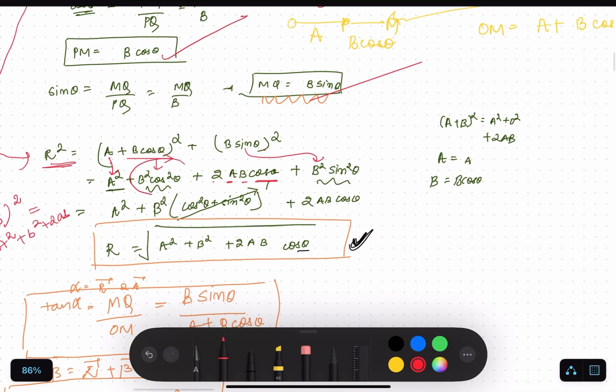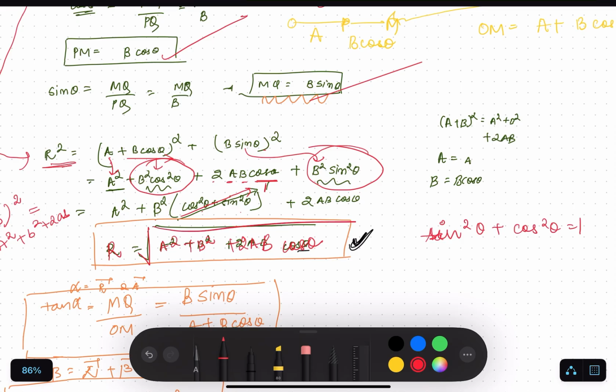Okay, from this point and from this I can take B square common. So I took B square common, so cos square theta plus sin square theta came into the bracket. Now we know from the rules of trigonometry that sin square theta plus cos square theta is equal to 1. So this got ruled out. B square into 1 would be B square. So our resultant vector simply came as a square plus b square plus 2ab cos theta, whole under root.